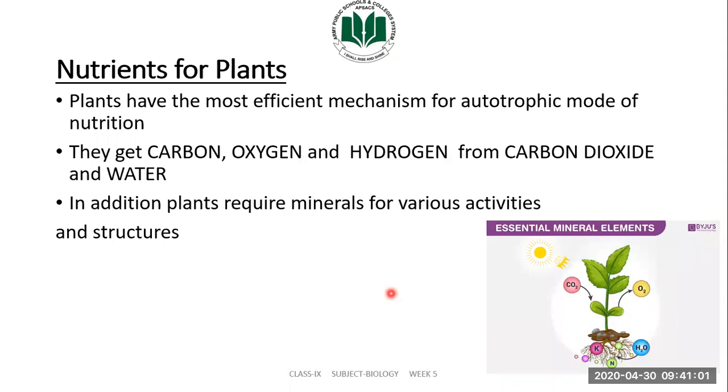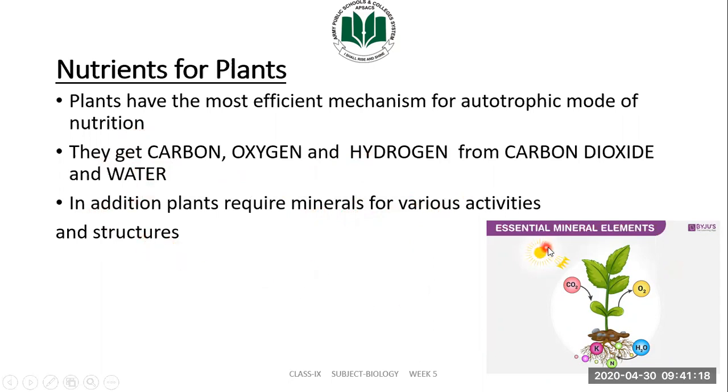Nutrients for plants. Plants have the most efficient mechanism for the autotrophic mode of nutrition, as we have learned in our previous video. They get carbon and oxygen along with hydrogen from carbon dioxide and water, as we all know. In addition, plants require minerals for various activities and the formation of their structures.